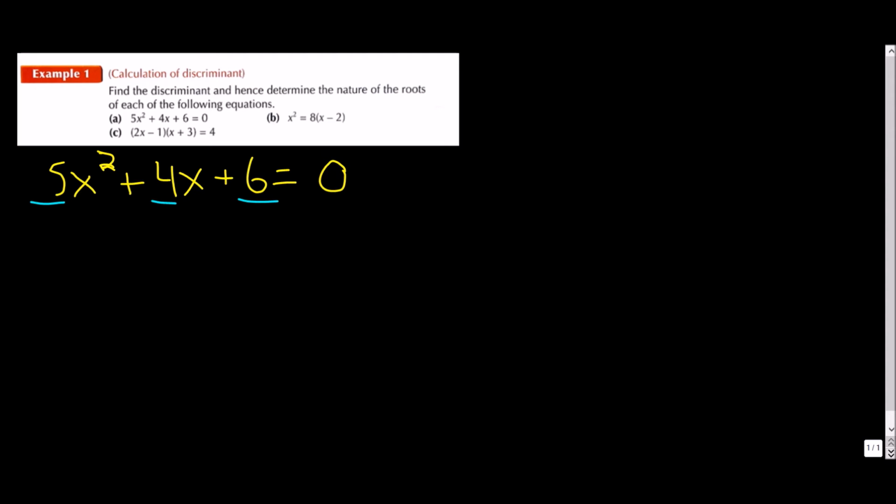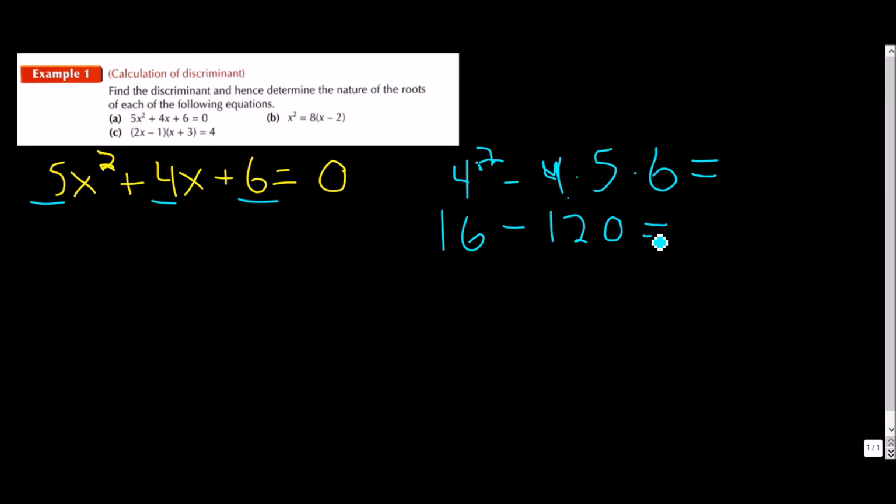So to find b squared minus 4ac, we do b squared, which is 4 squared. Sorry, this stylus is kind of strange. Minus 4 times a, which is 5, times c, which is 6. So that value we're going to try to calculate. 4 squared is 16. Now 4 times 5 times 6 is going to be 120. So we get negative 114.